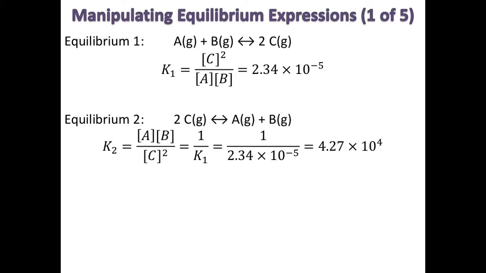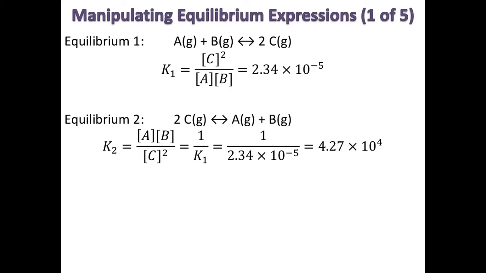Manipulating equilibrium expressions. In this first one, all we're going to do is reverse the reaction. So we're going to take A plus B and make 2 C's. So K1, the equilibrium expression, equals concentration of C squared divided by the concentration of A and the concentration of B, which is 2.34 times 10 to the negative fifth.